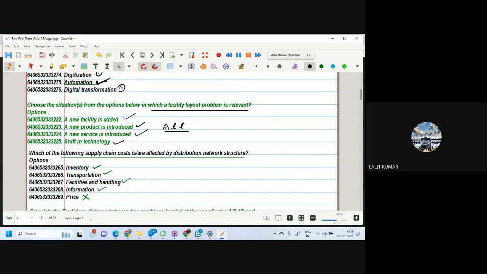Choose the situations from the options below in which a facility layout problem is relevant. So what is a facility layout problem? We have to decide where to locate things. First of all, what will be the layout in the facility, whether it is a product layout or a process layout. So if a new facility is added, yes, we have to decide about the layout. A new product is introduced, yes. A new service is introduced, yes. Shift in technology, yes. So all four options are correct for facility layout problem.